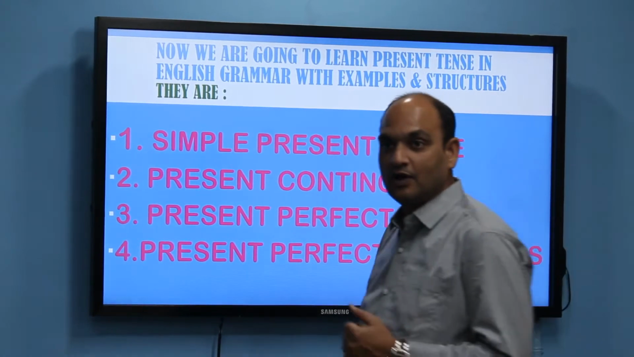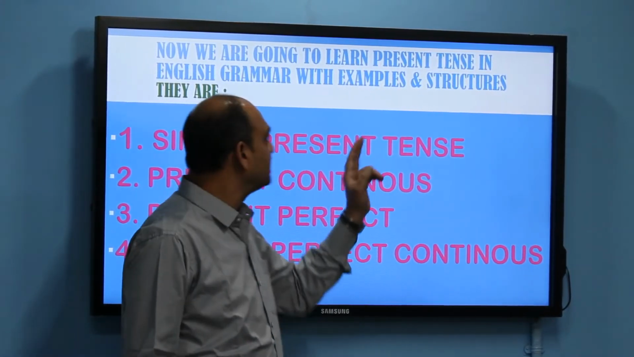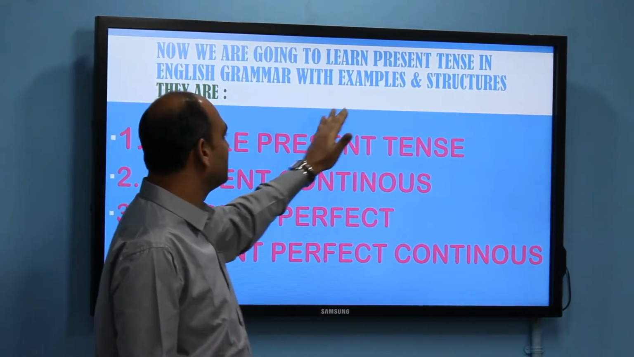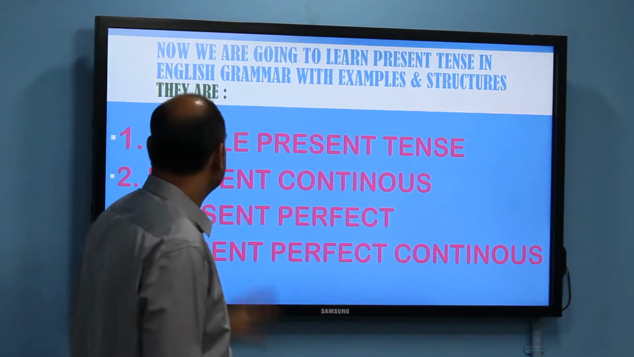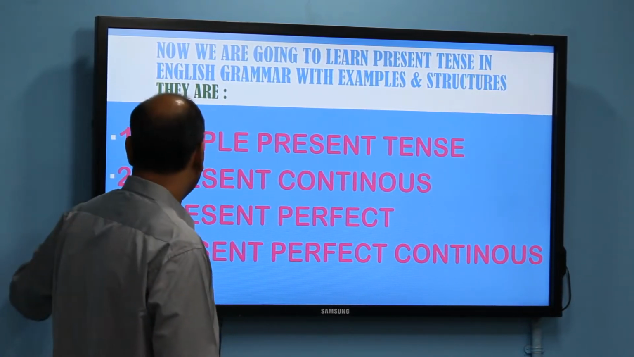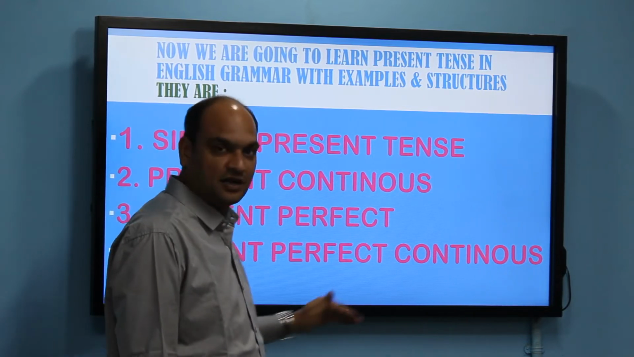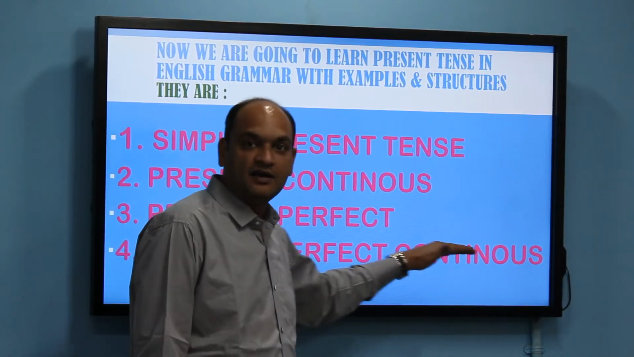Okay, so now we are going to learn present tense in English grammar with examples and structures. They are simple present tense, followed by present continuous, then present perfect, and present perfect continuous.